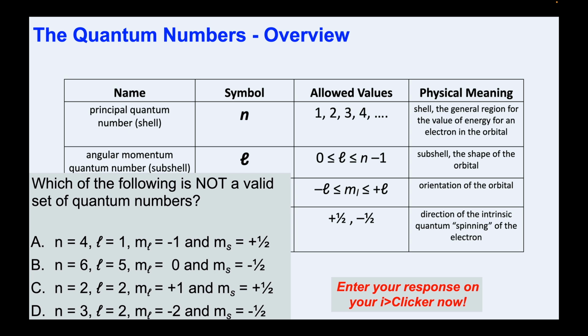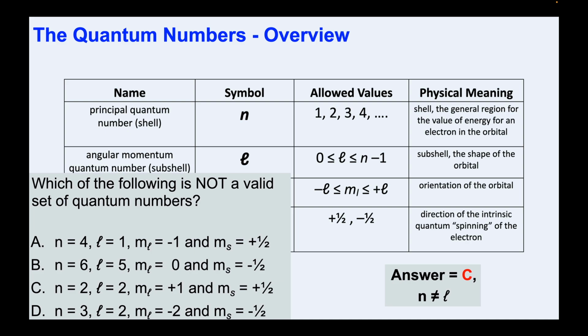But on C, you can see that L equals 2 and N equals 2, and N and L cannot be the same value. So the problem child on this problem set is C because N and L cannot be the same. If you needed to keep going, M sub L has to be between positive L and negative L. So on A, that works because minus 1 is between L of 1 and L of minus 1, if you will. That's okay. And M sub S can only be positive 1/2 or negative 1/2, and all of those values are legit as well.